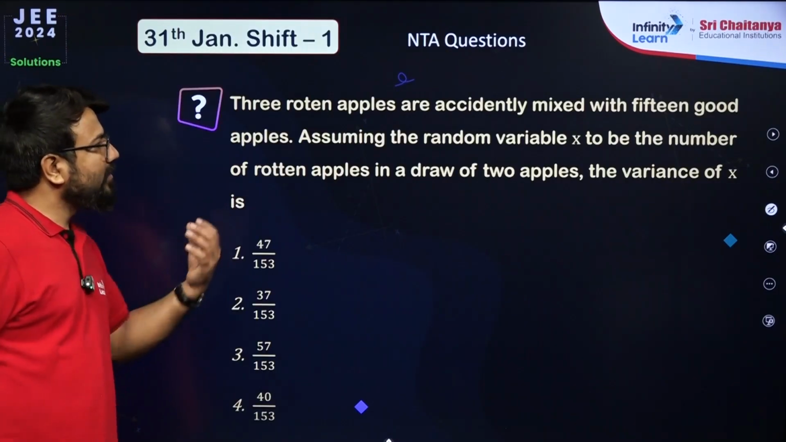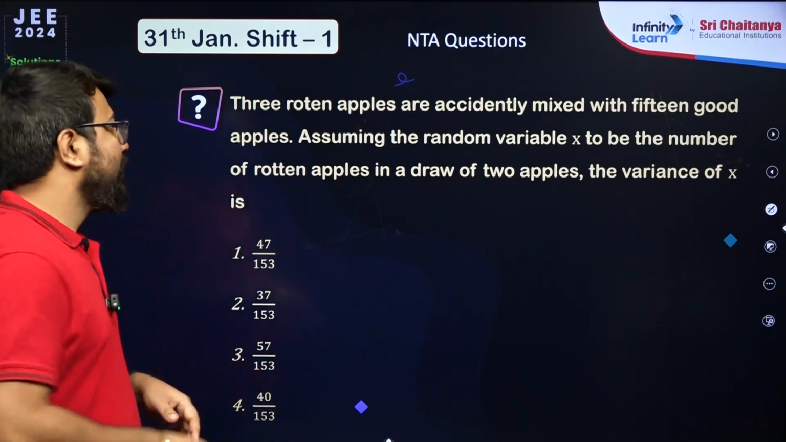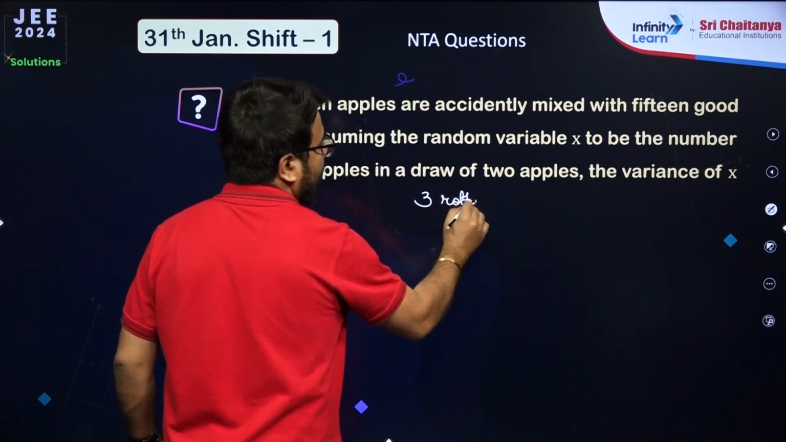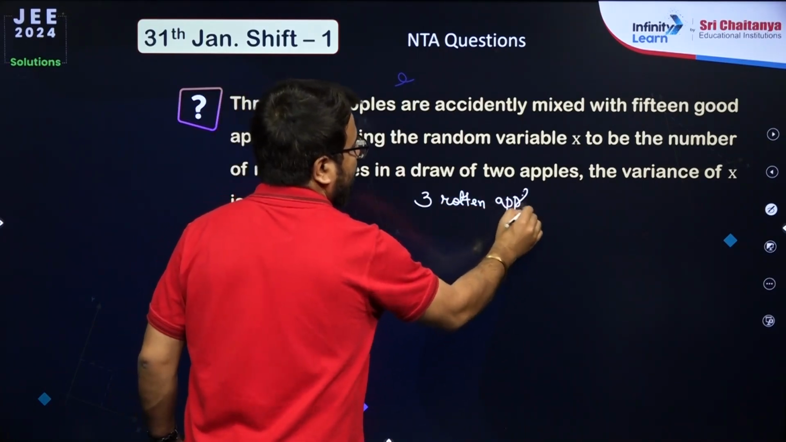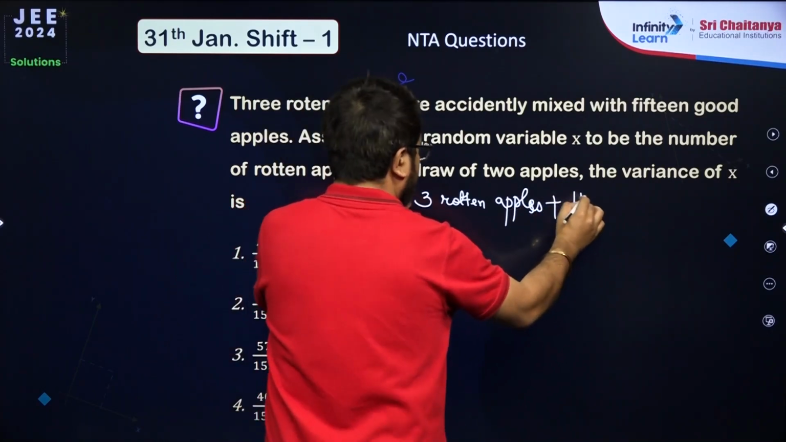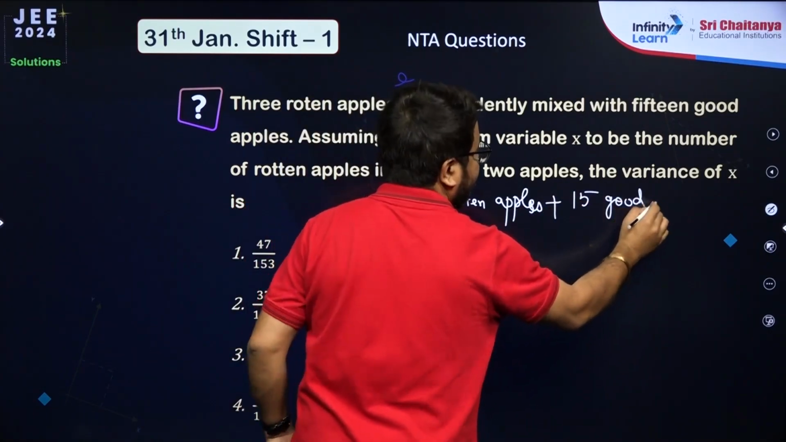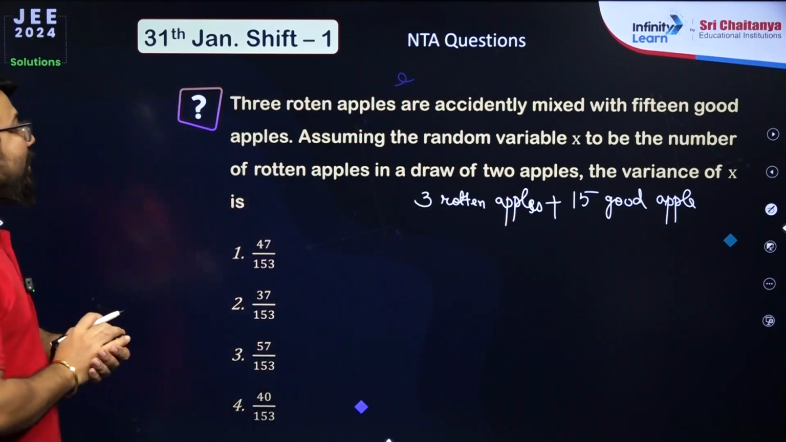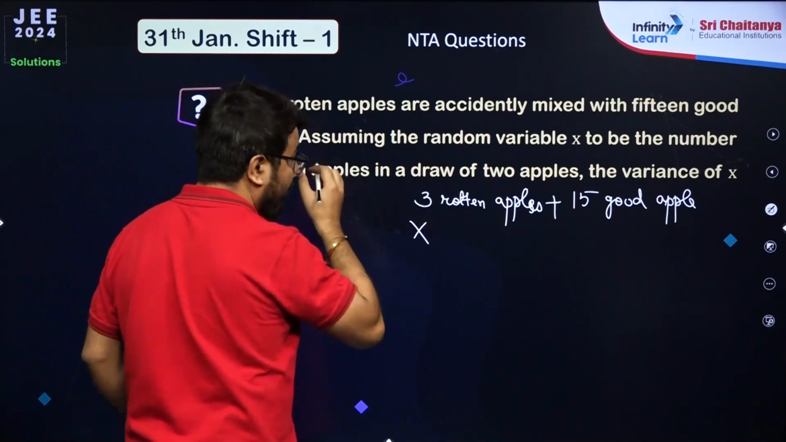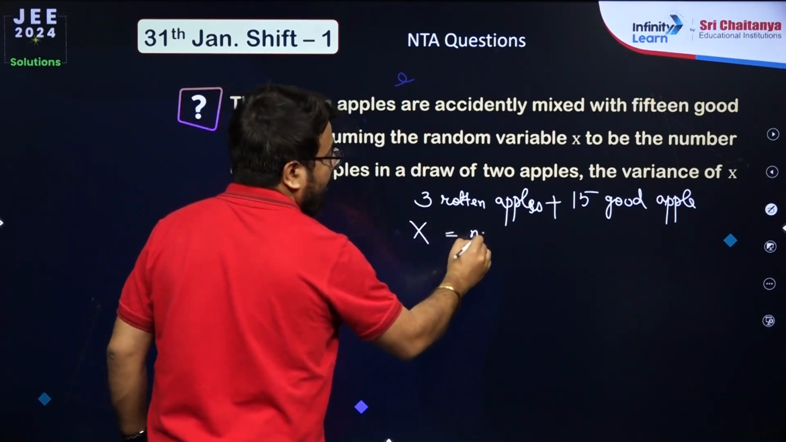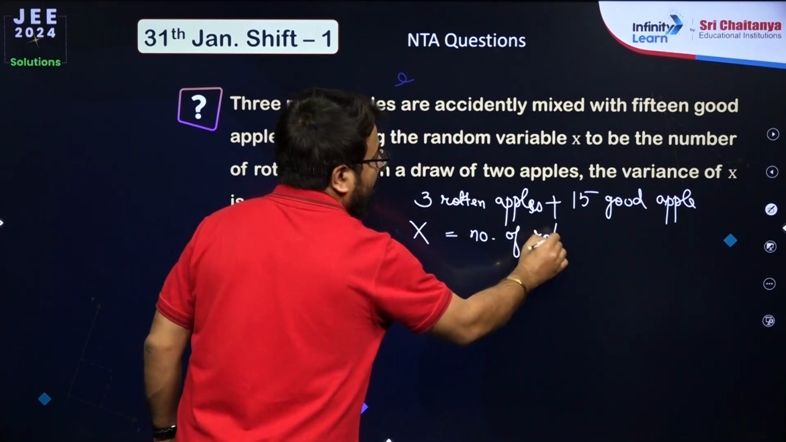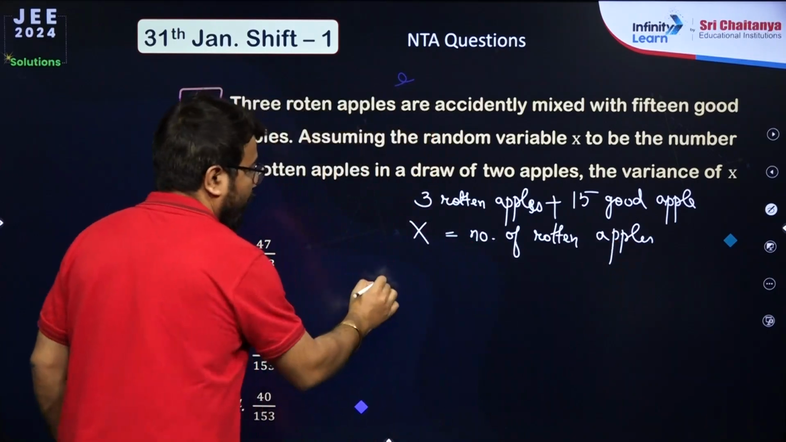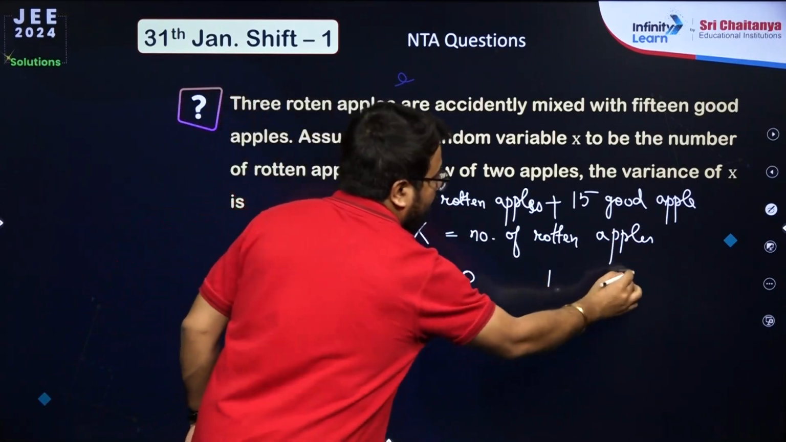Moving ahead to the next question, 3 rotten apples are accidentally mixed with 15 good apples. This is a situation. Assuming the random variable x to be the number of rotten apples in a draw of 2 apples. So number of rotten apples. If you are about to draw the 2 apples, the maximum value of x will be 2 and the minimum will be 0. So 0, 1, 2.